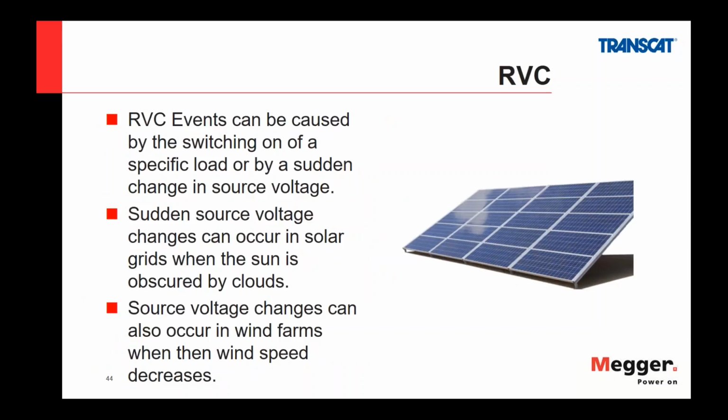So RVC events can be caused by the switching on of a specific load or by a sudden change in source voltage, like solar. With the clouds, we know when the clouds come, it switches them off, and when they go, it switches them on. So that rapid change creates that.